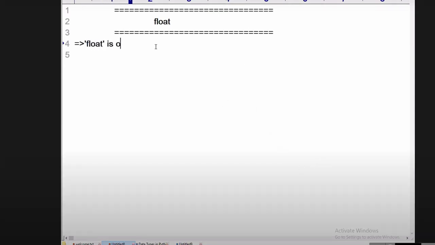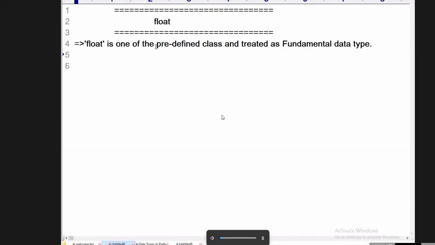Float is one of the predefined class and treated as fundamental data type.